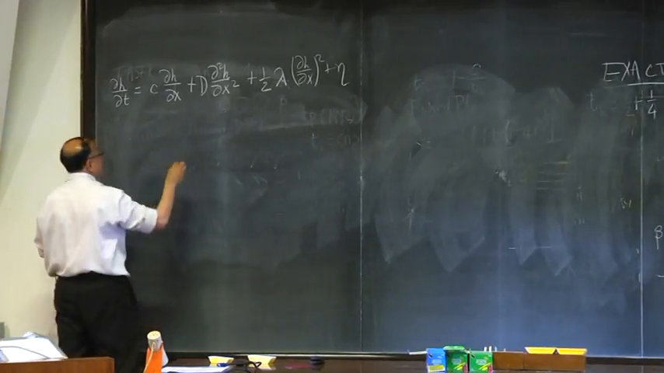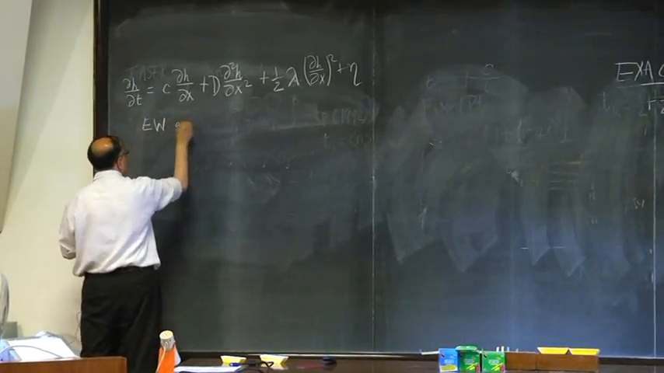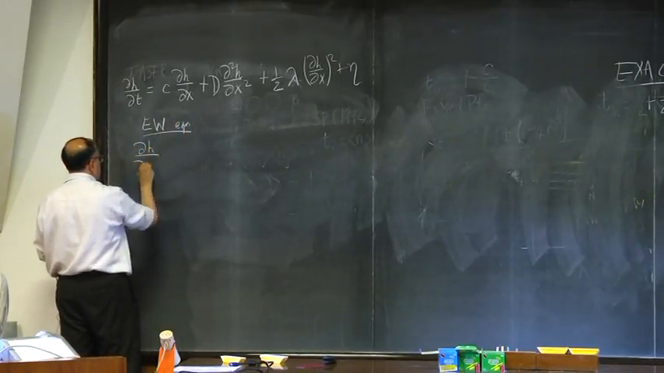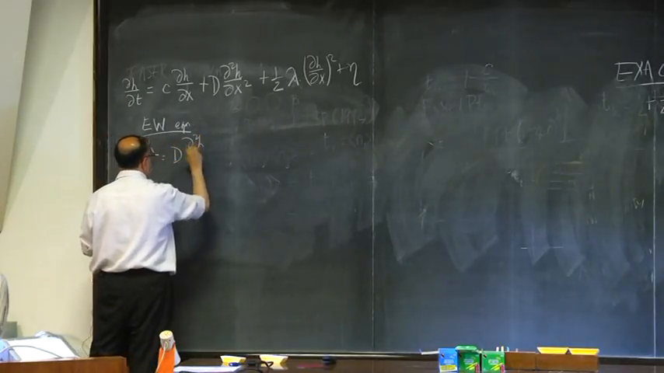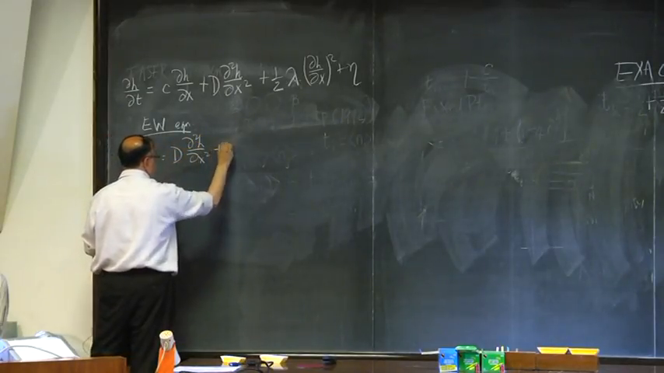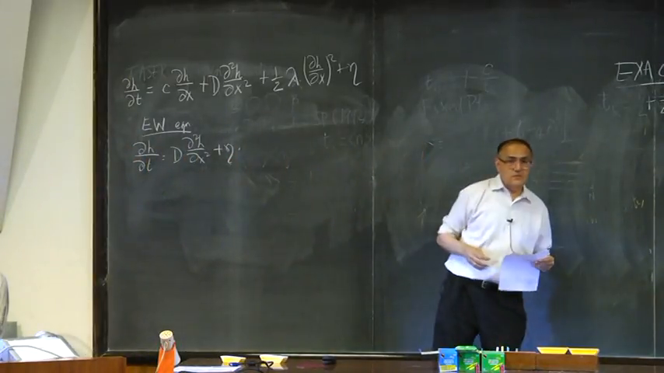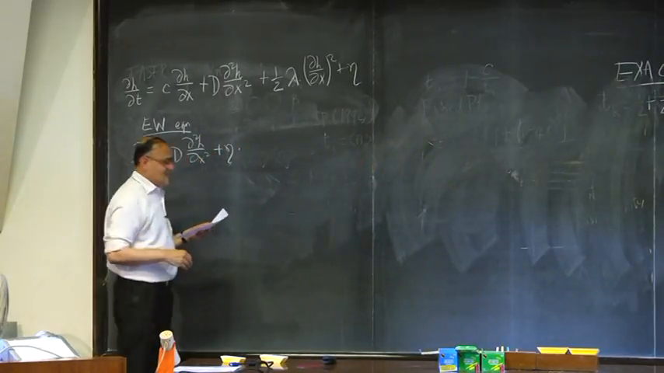All right. So now the Edwards-Wilkinson equation is gotten by dropping some terms, and that is d d2h dx squared plus the noise. You remember this. This is a linear equation, immediately solvable because it's linear.